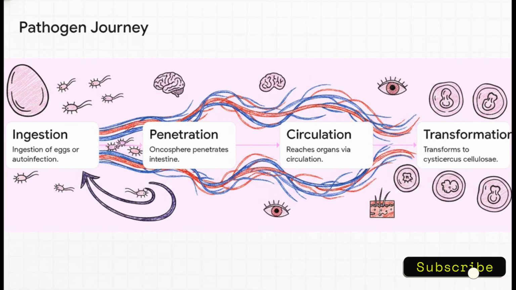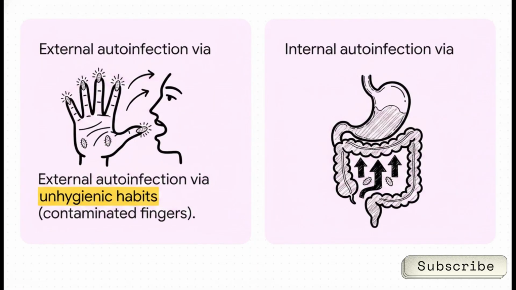Once those eggs are ingested, the embryo, which we call the oncosphere, is released. It basically acts like a tiny drill. It penetrates the intestinal wall, hitches a ride in your portal circulation or mesenteric lymphatics, and disseminates everywhere. Subcutaneous tissue, muscle, eyes, and, yep, the brain. Fast forward 7 to 9 weeks, and it transforms into the larval stage, the Cysticercus cellulosae, depositing itself as a cyst.